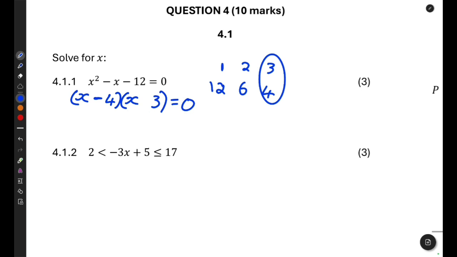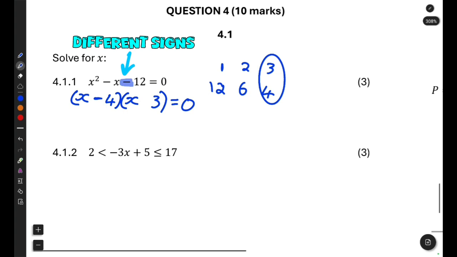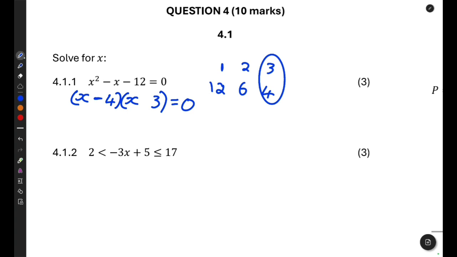Now I need to figure out what is the sign for the last bracket. So remember, the first bracket is always the same sign as the first one in your trinomial. And then the second bracket, you will check if it is a minus there, then it means the signs need to be different. If it was a plus, then both signs will be the same and both would be a negative. So in this case, that would just be a plus.